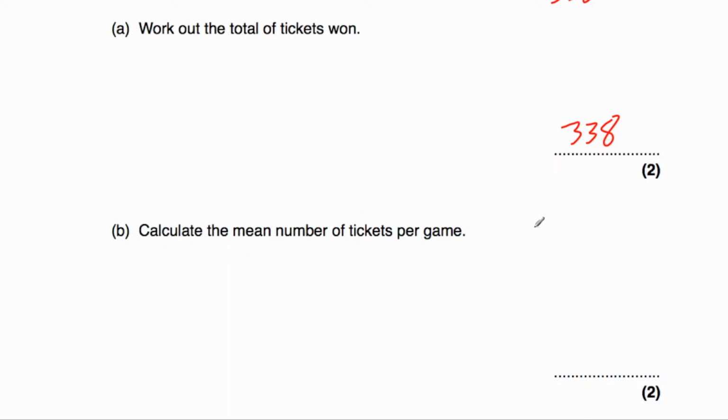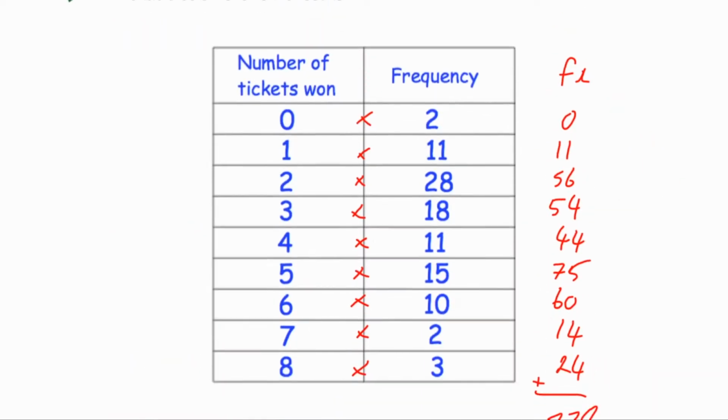So in other words, the mean number of tickets won in each game. So that's going to be the mean. We're going to divide the total, the 338, by the number of games she played. And if we have a look at the question, she played 100 games.